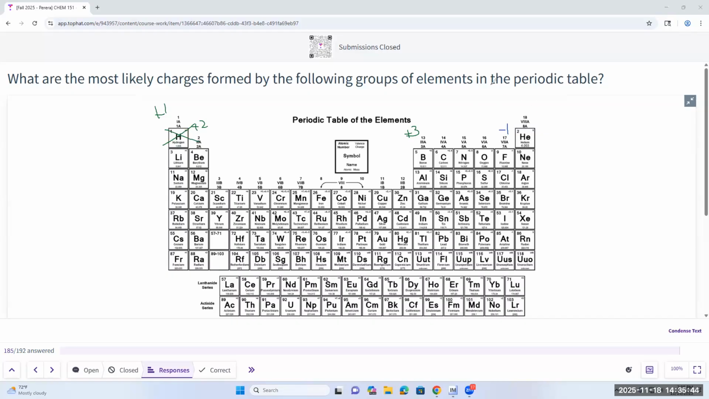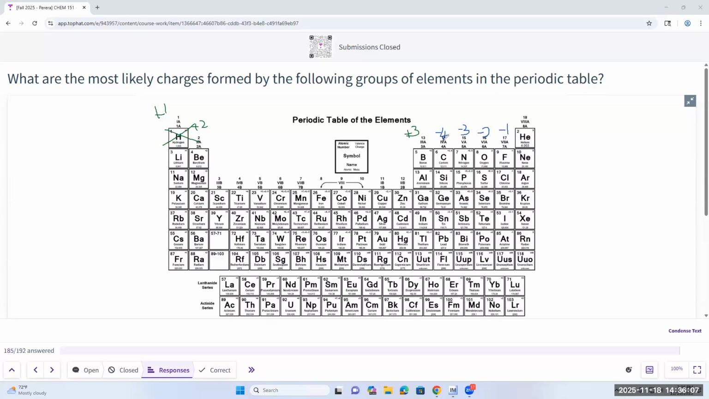Move on over to oxygen, sulfur. They have 6, and to become like a noble gas they're going to gain 2 electrons. They have a -2. Nitrogen, phosphorus is going to gain 3 electrons, so -3. Carbon is going to gain 4 electrons, therefore -4. So those should be the charges formed by each of these groups.